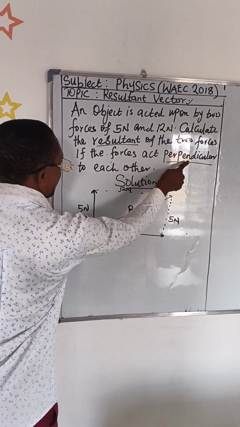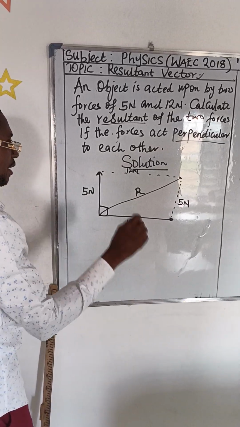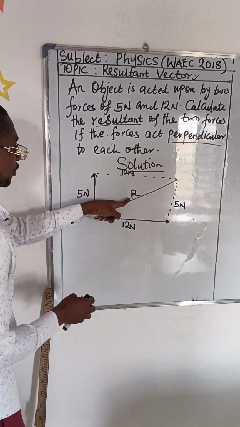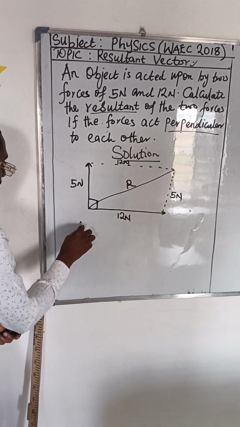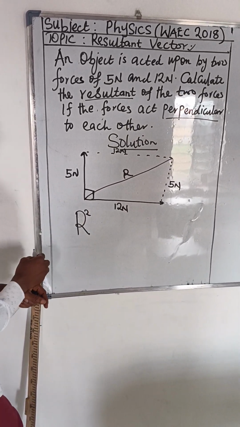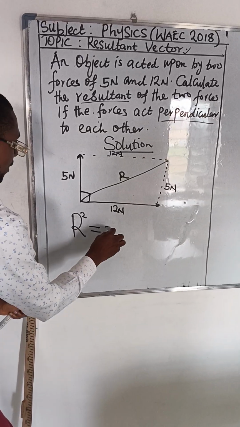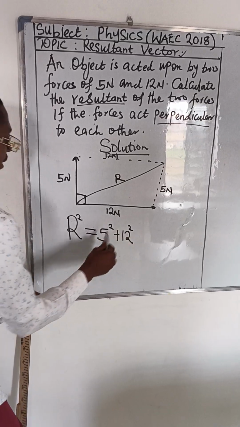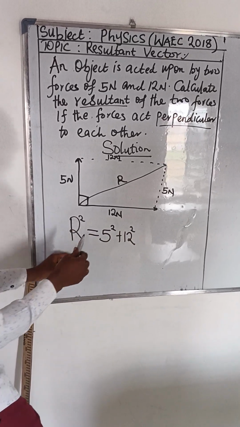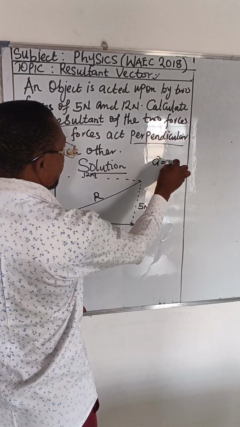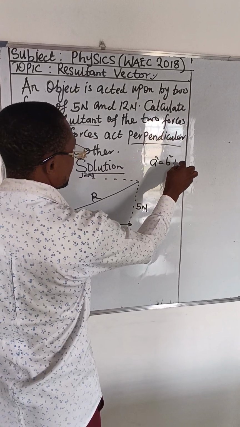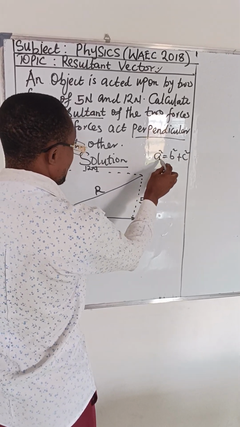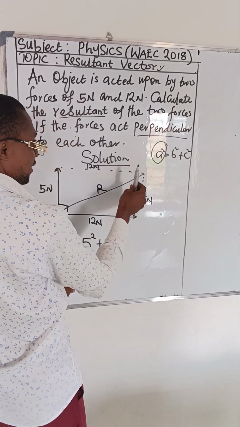Now, the next thing we are going to look at is that since this acts perpendicular, which is a right angle, we are going to use the Pythagoras theorem to solve for the resultant force. Therefore, we say R squared equals 5 squared plus 12 squared. According to the Pythagoras theorem, we say a squared equals b squared plus c squared whenever you are looking for the hypotenuse. Are you getting me now?